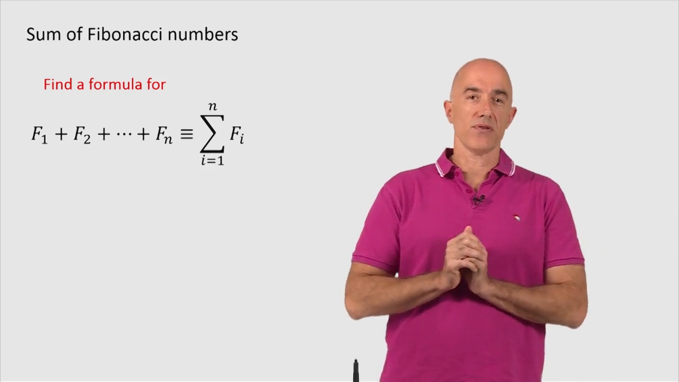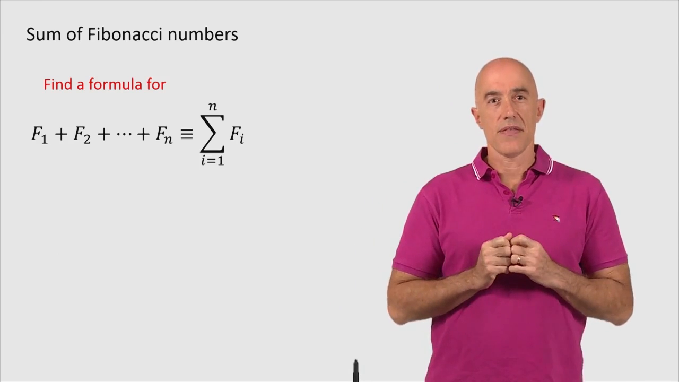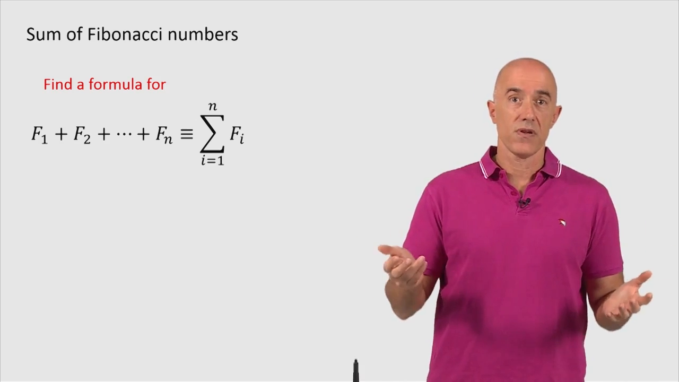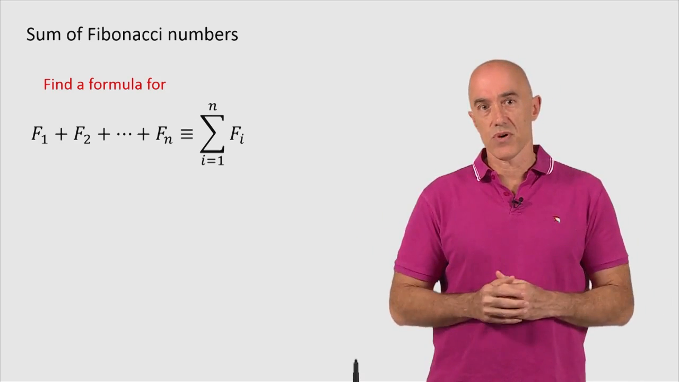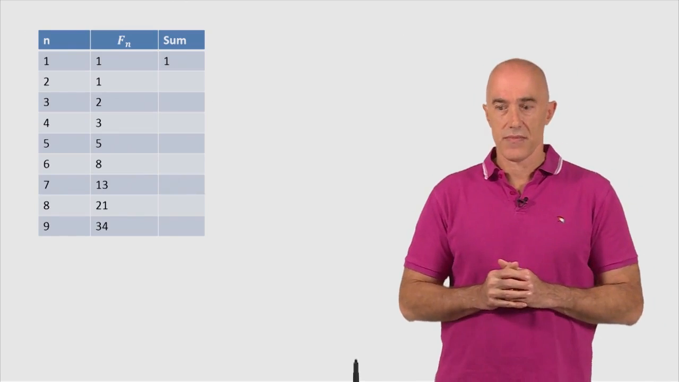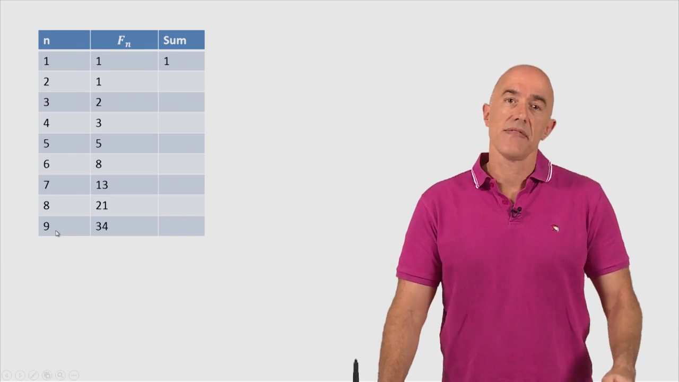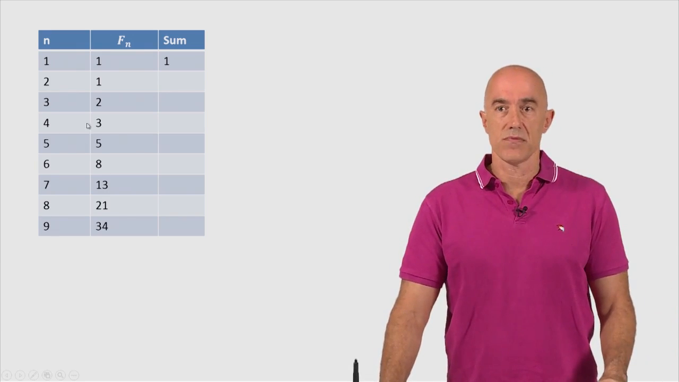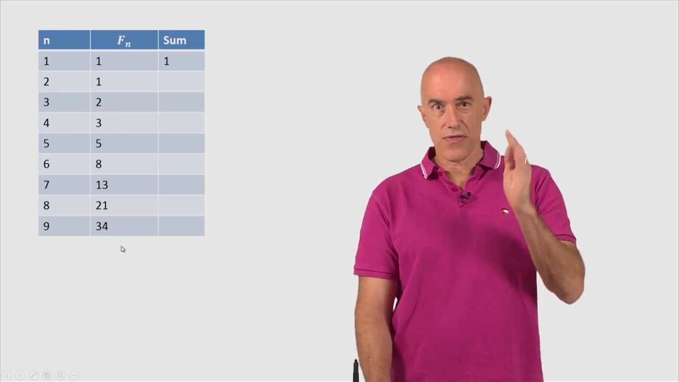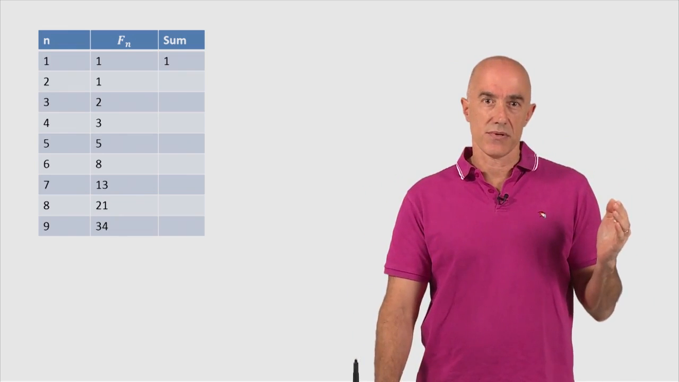Okay? So what we're going to do is try to discover the formula, and then, as mathematicians, I will show you a direct proof of the formula once we've discovered what it is. So to discover the formula, we write a table. We have here n equals 1 through 9, and then we write down the first 9 Fibonacci numbers: 1, 1, 2, 3, 5, 8, 13, etc. And then in the third column, we're going to put the sum over the first n Fibonacci numbers.